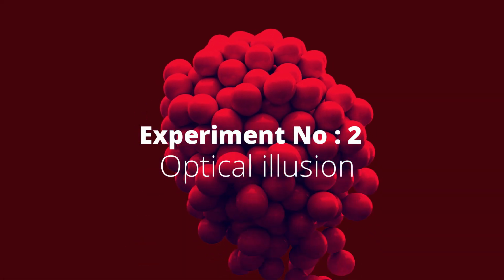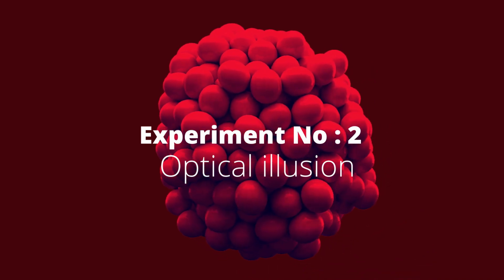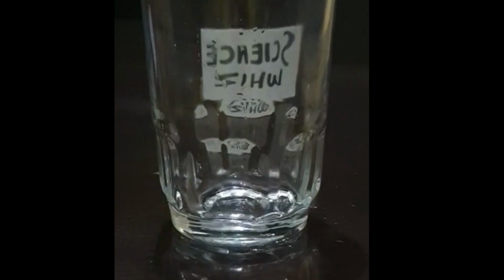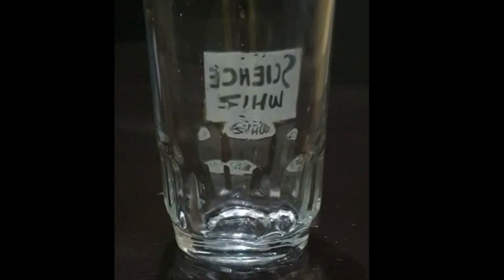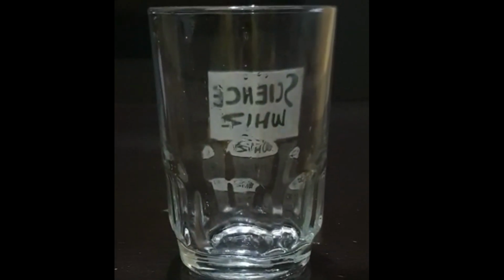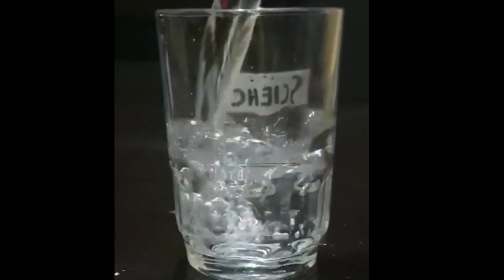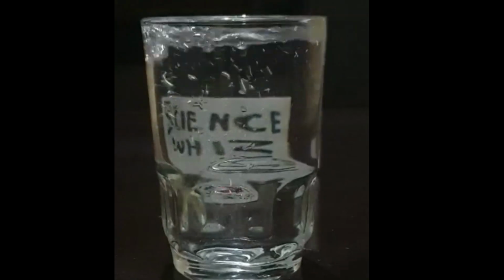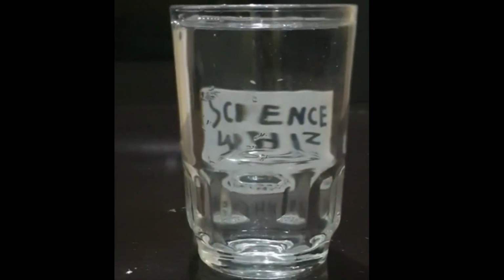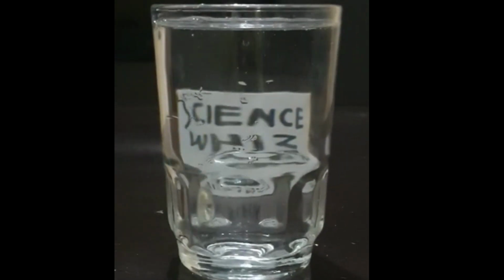Next experiment is about optical illusion. An optical illusion occurs when the way we see something is different from what the object really is. Observe it. So it occurs when there is an error in how the brain interprets what the eyes are seeing.